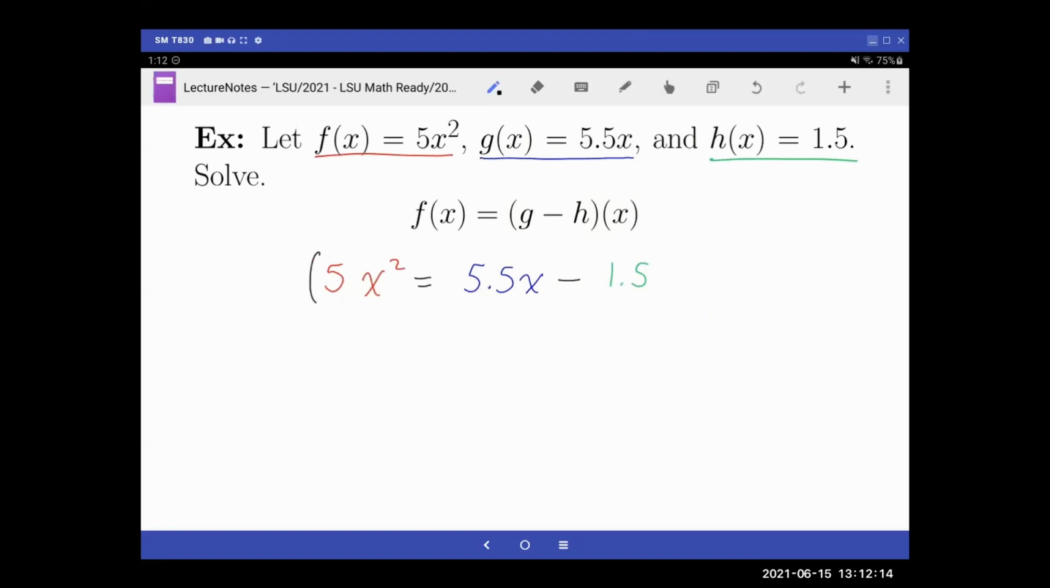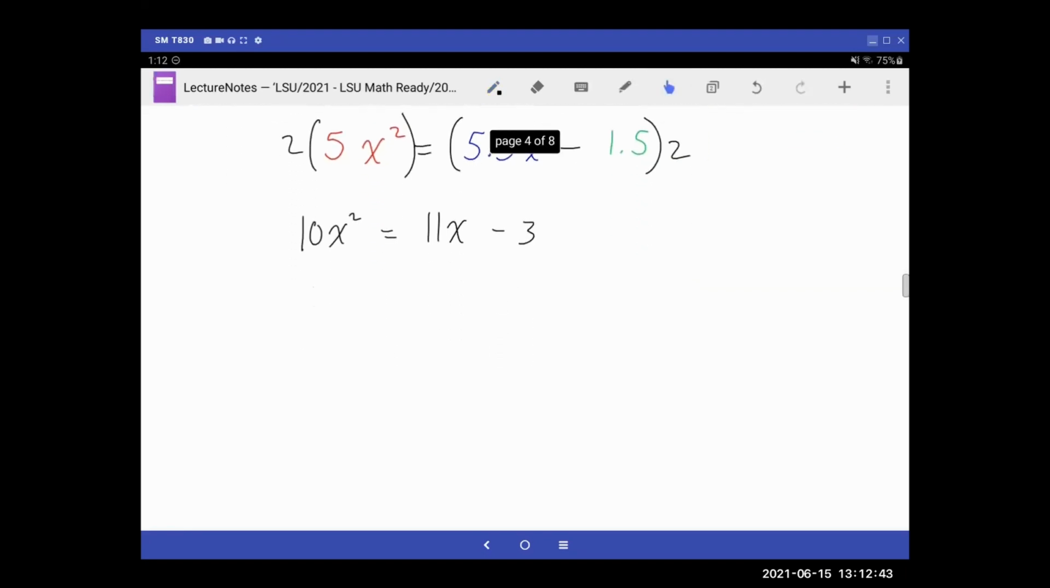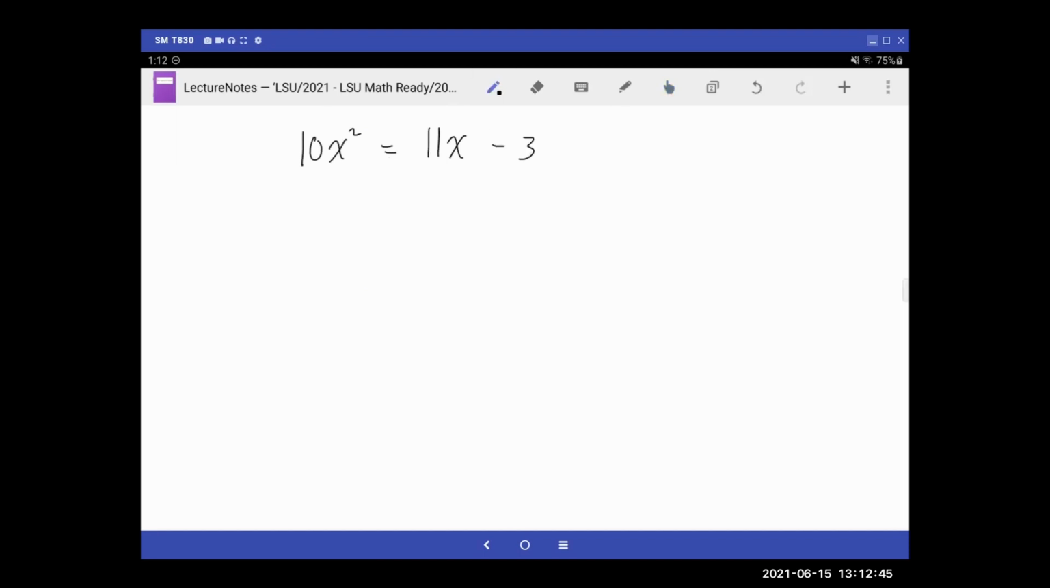So if I multiply this by 2 and this by 2 and distribute that 2, I end up with 10x squared equals 2 times 5.5. It's 11. 2 times 1.5 is 3. So 10x squared equals 11x minus 3. So that's what I'm going to work with. 10x squared equals 11x minus 3.